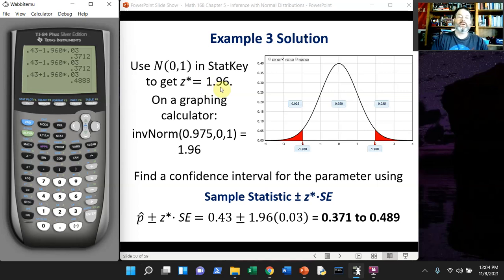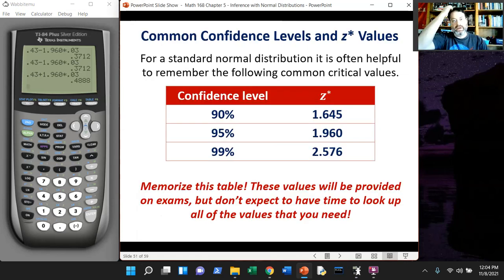In fact, there are 3 very common confidence intervals, right? 90, 95, and 99. And you can very easily check that these are the z critical values. If you want to do that now, pause the video and do it on your own. But they are standard and they are used a lot. So I do recommend memorizing this table. You will be given these values on an exam, but just to make your life easier, because you see this stuff so much, go ahead and memorize them. You'll see it over and over and over again.